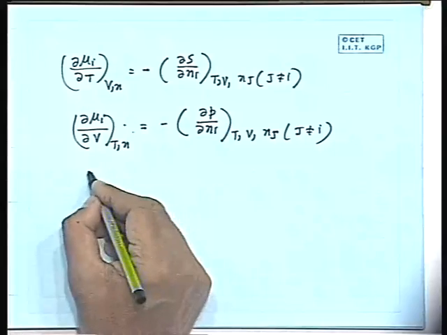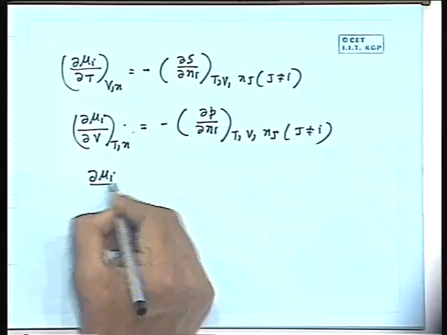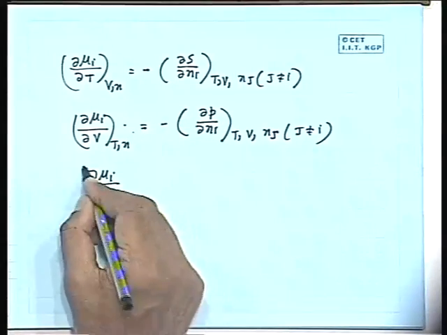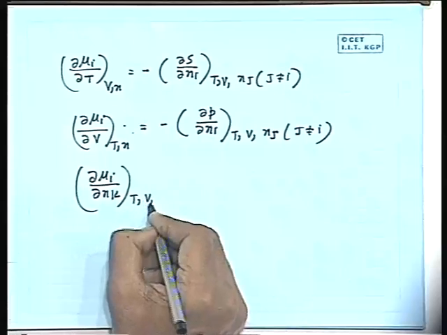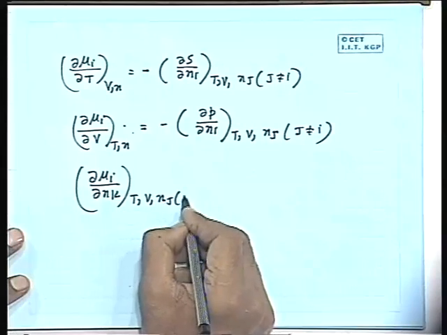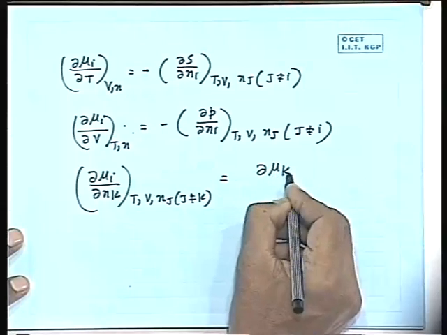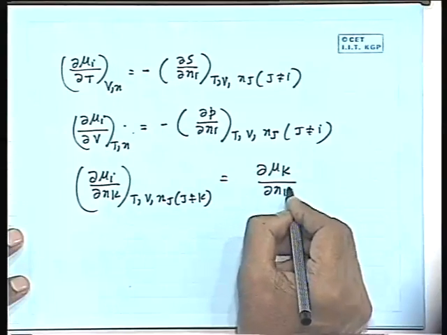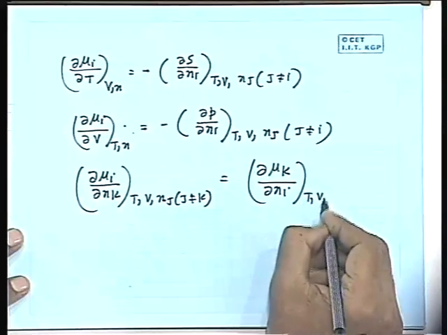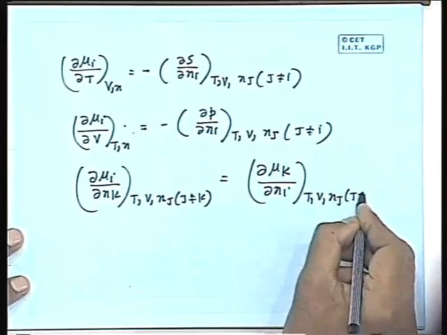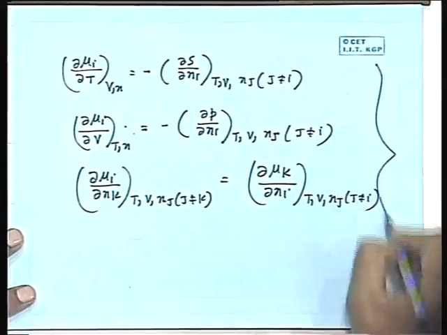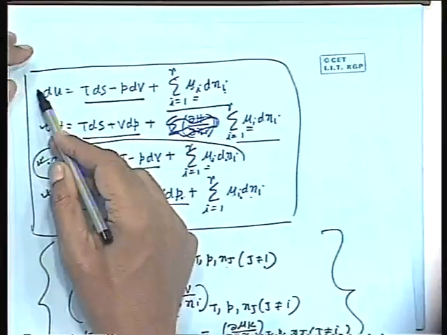And amongst all the moles, del mu i del n k at T, V, Nj, j not equal to k is equal to del mu k del n i, where T and V remain the same and Nj, j not equal to i. So like this we can derive three sets of relationships from these two equations also.